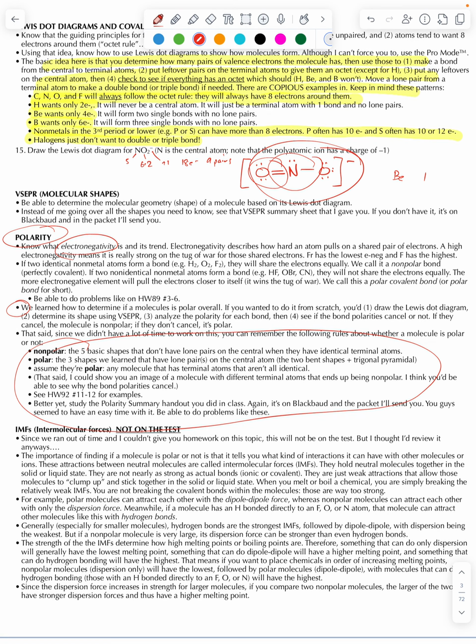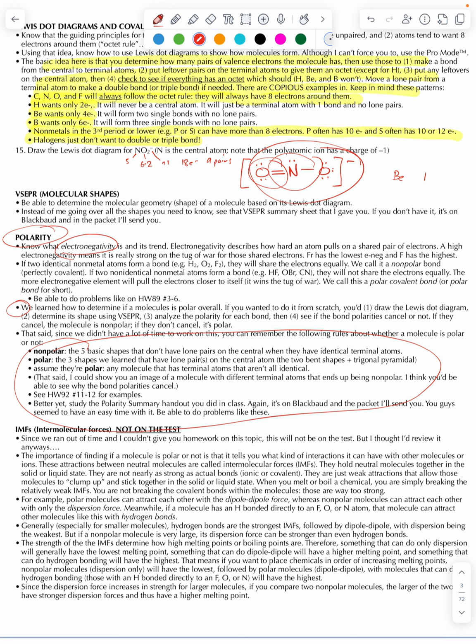The ones that we're going to say are going to be polar, guaranteed, are the 3 that we learned that have a lone pair on the central atom. Now again, when you get to 10th grade chemistry, you're going to see there are exceptions where some shapes that have a lone pair on the central atom can be nonpolar. But for the 3 that we learned, the 2 bent shapes and the trigonal pyramidal, those are automatically polar for our class. The other thing that will be quote unquote automatically polar is anytime that the terminal atoms are different.